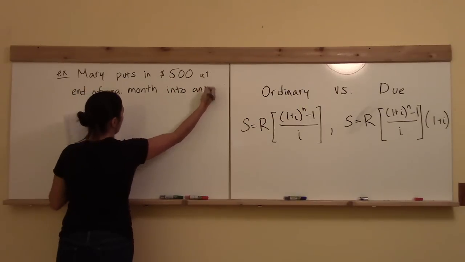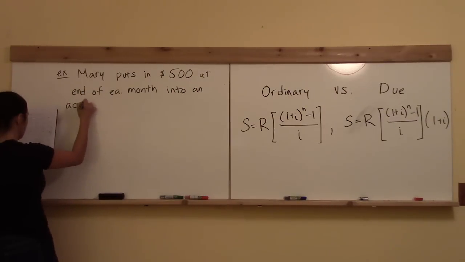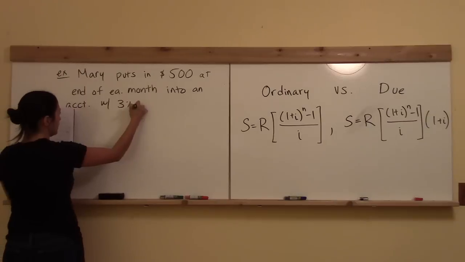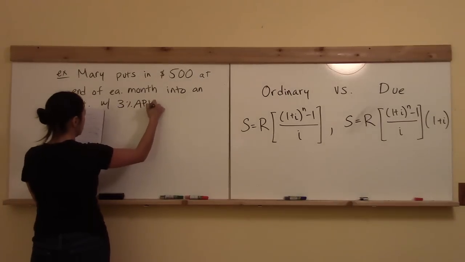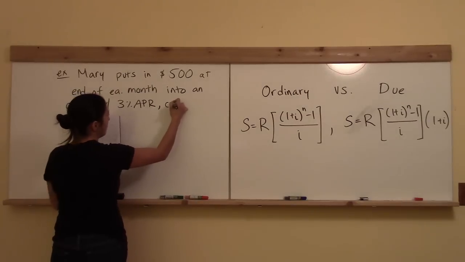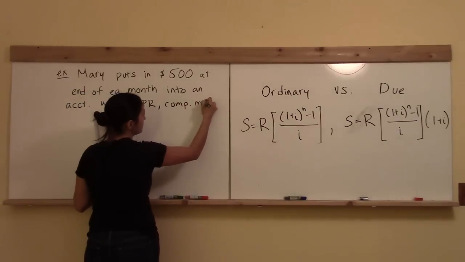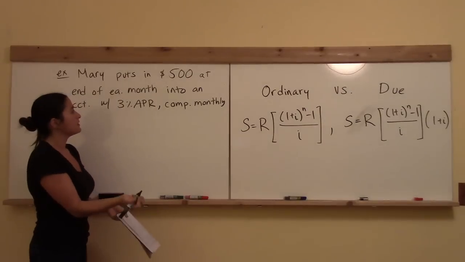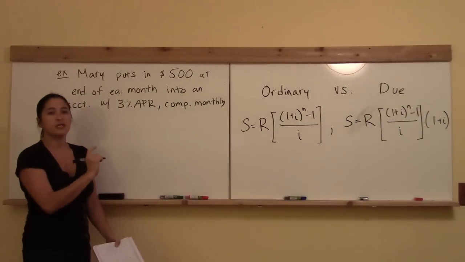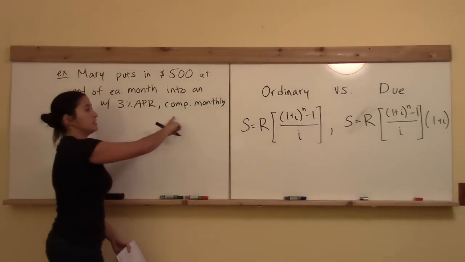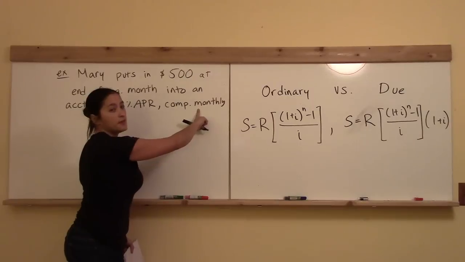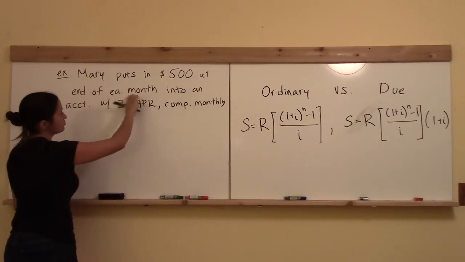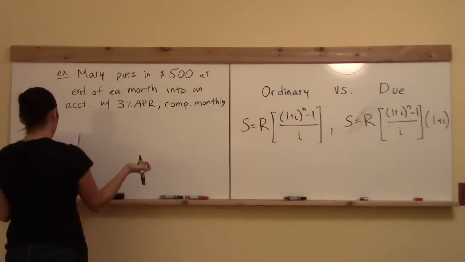Into an account with 3% annual percentage yield, 3% APR, and that APR is going to be compounded monthly. And note that Mary's putting in her money one time at the end of each month, and so she has to be putting it into an account that's getting compounded monthly because the compounding rate has to match the rate at which you're entering your payments.